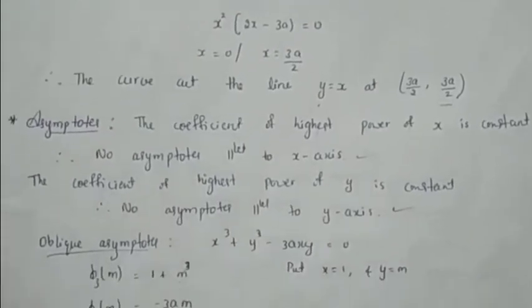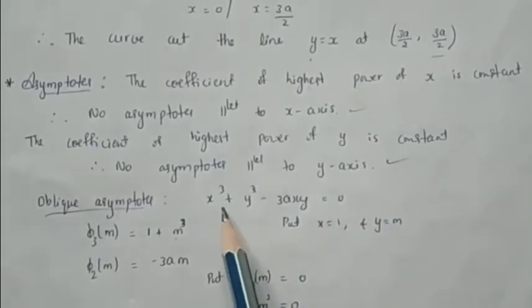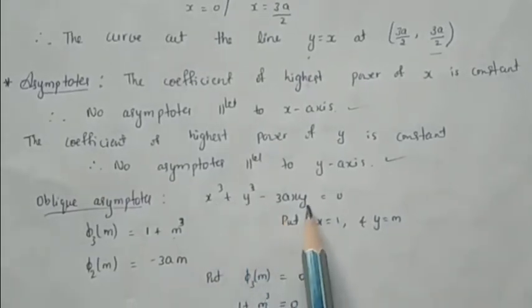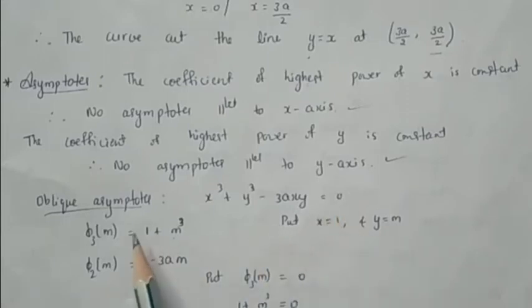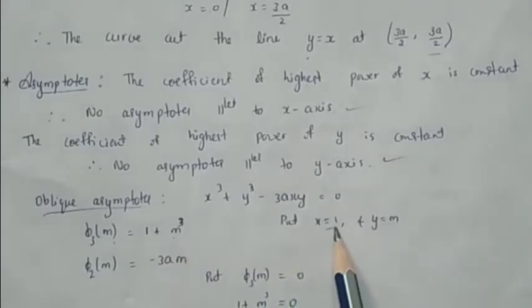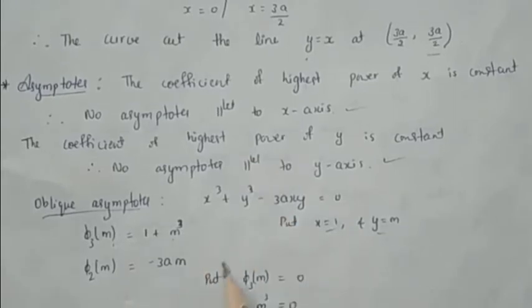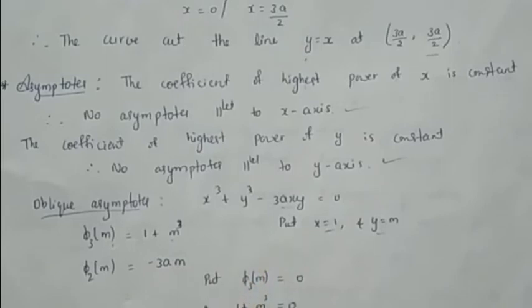The next one is the oblique asymptotes. We know the equation of the curve is x cube plus y cube minus 3axy is equal to 0. Phi 3 of m is equal to 1 plus m cube, after putting x is equal to 1 and y is equal to m, and phi 2 of m is minus 3am. Phi 2 of m is the second degree terms.